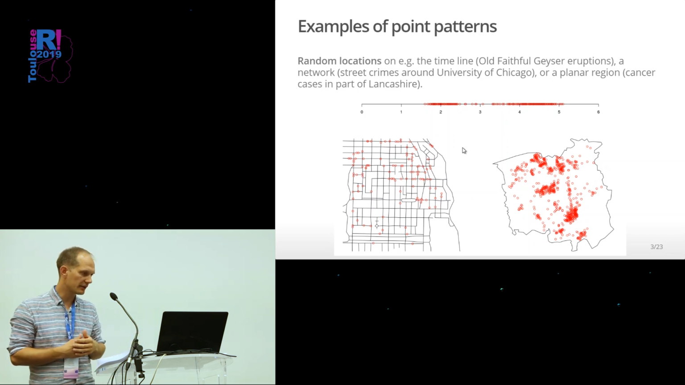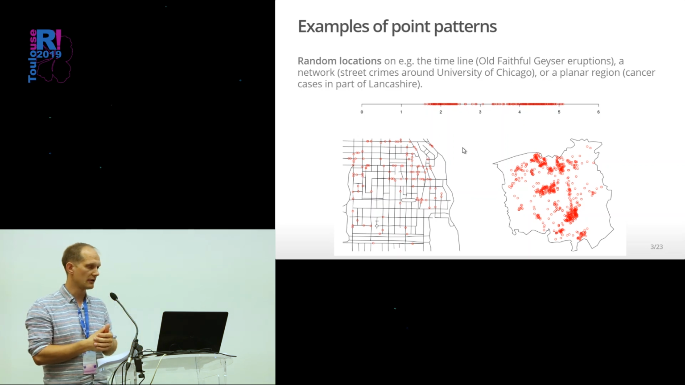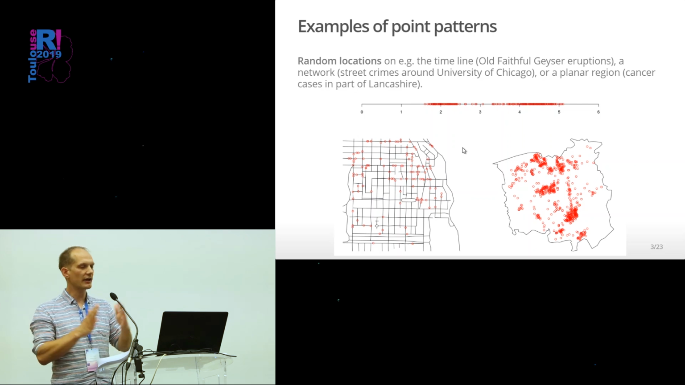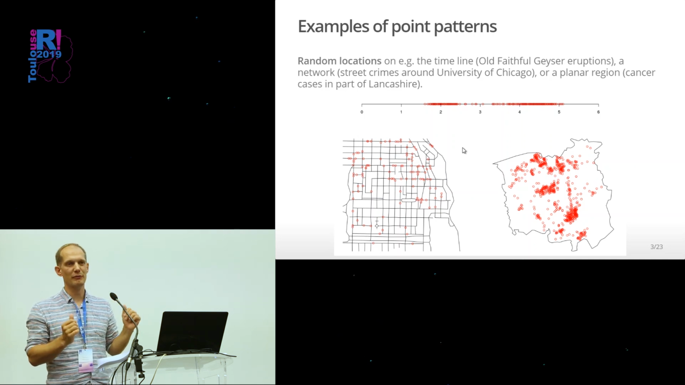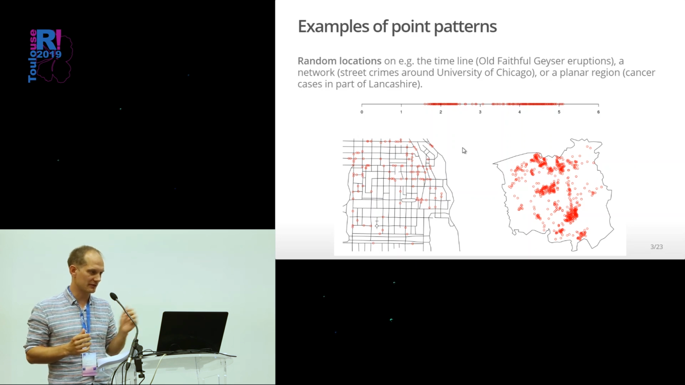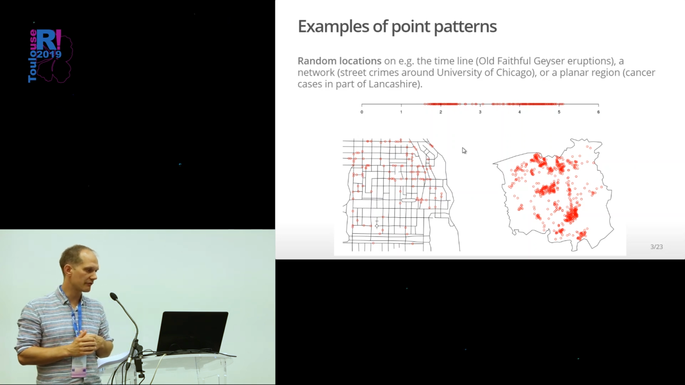The top plot here is the faithful geyser eruptions from the datasets package in R, where we just have the duration of a geyser. It's easier to illustrate some of the things on the real line rather than in 2D, so I just have that to do some illustrations. More relevant 1D kind of data is a linear network. So that's what we have.